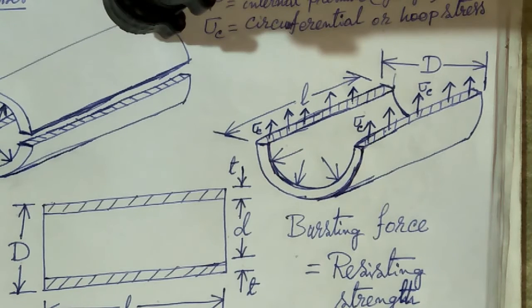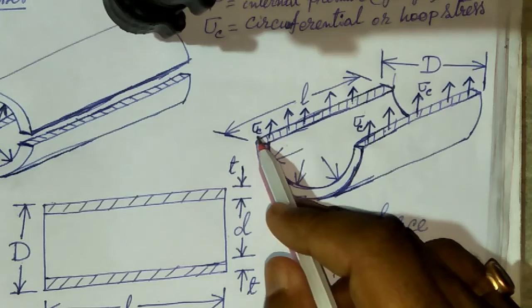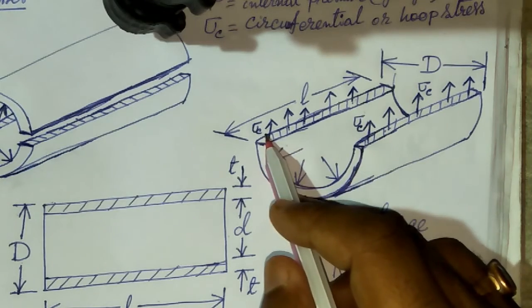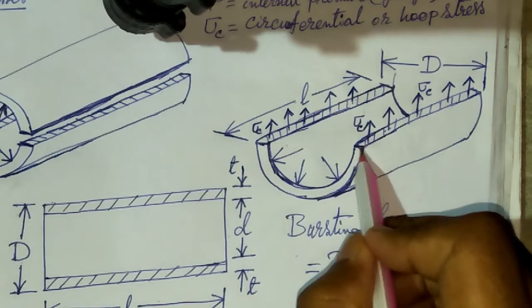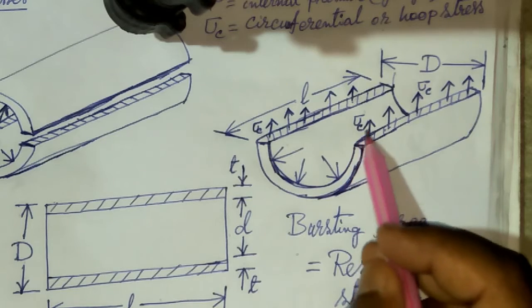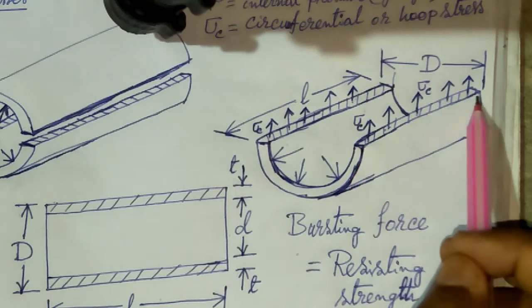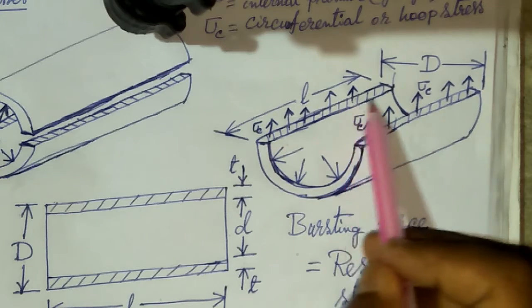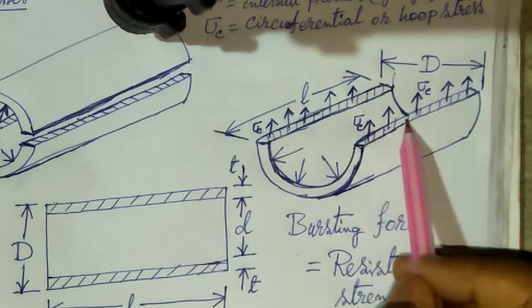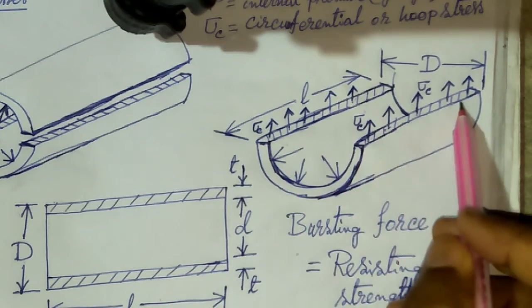So the resisting strength is obviously equal to the stress coming from the material, that is the hoop stress, into the area. Area means here the thickness. So sigma c is the hoop stress, and this thickness t into L into 2, because there are 2 cross sections present for a cylinder. If we cut a cylinder in this trough fashion, we get this kind of material section.